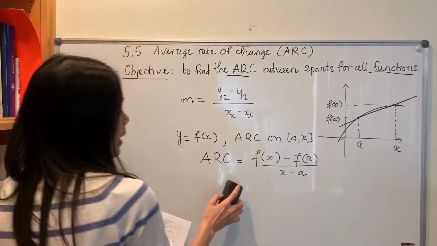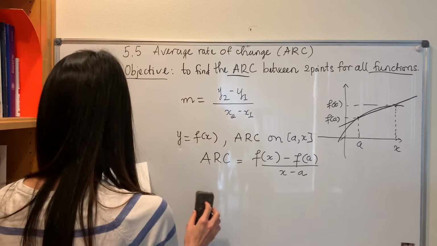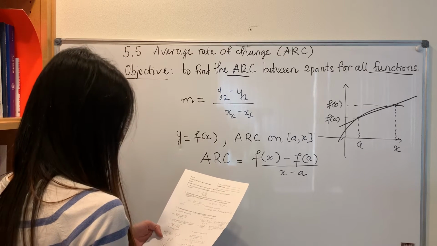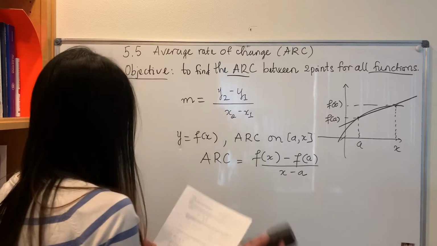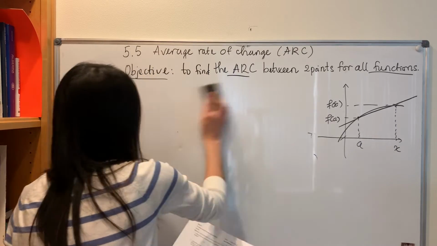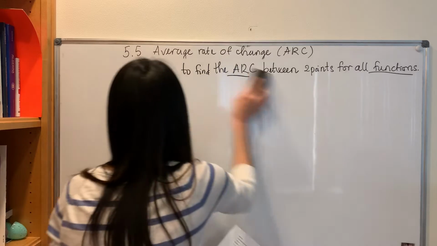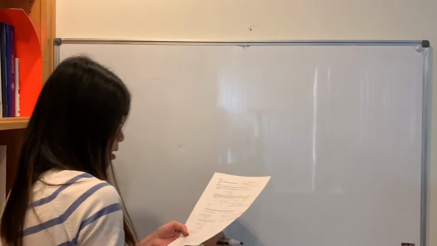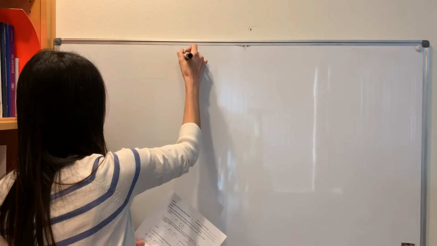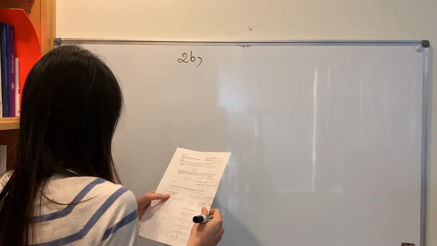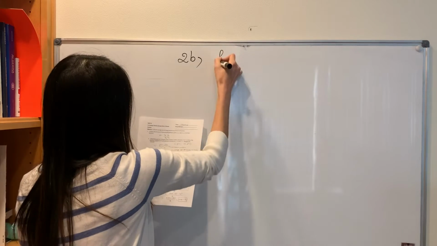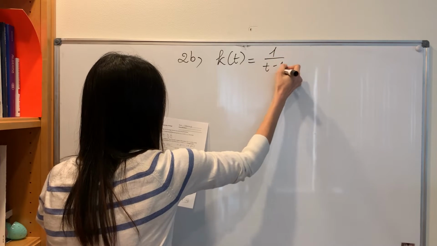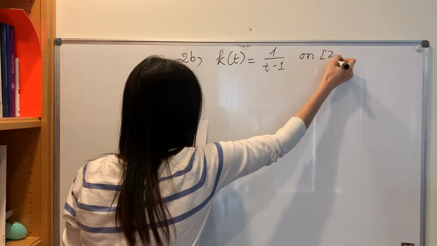Okay, so now we can apply this formula to solve some problems on the handout. I will show number 2, B and C, and you do the rest of those numbers. Number 2b: find the average rate of change of the function k of t equal to 1 over t minus 1 on the interval 2 to 6.